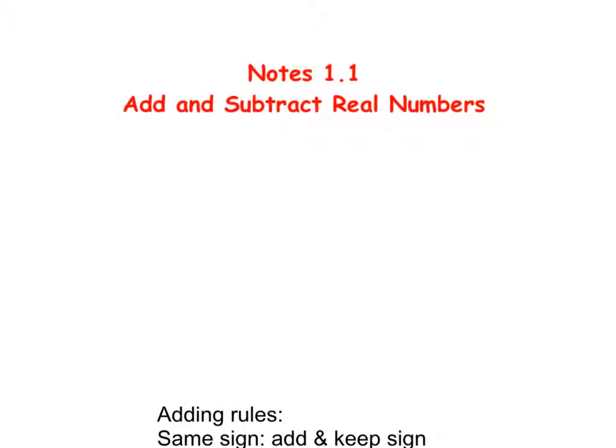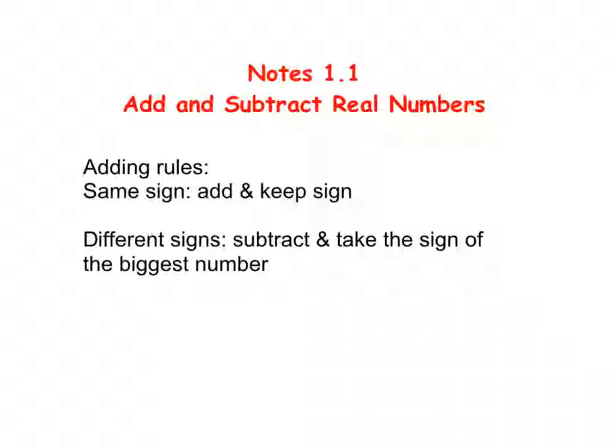So let's get started. First of all, I'm going to give you some rules for adding integers, adding real numbers. If they have the same sign, so if they're both positive, you're going to add and keep the sign. And if they are different signs, you're going to subtract and take the sign of the biggest number. So you want to maybe write the rules down, and then we'll talk about some examples on how to do this.